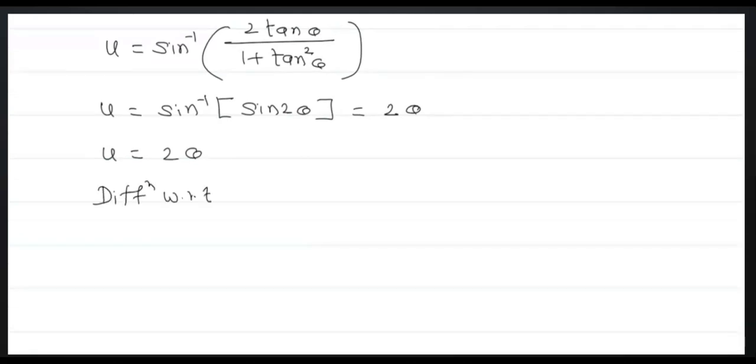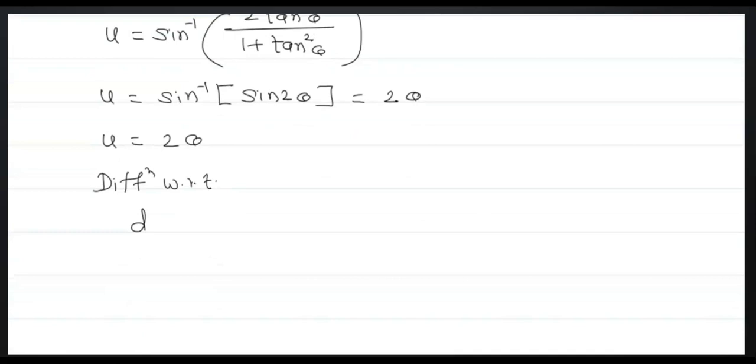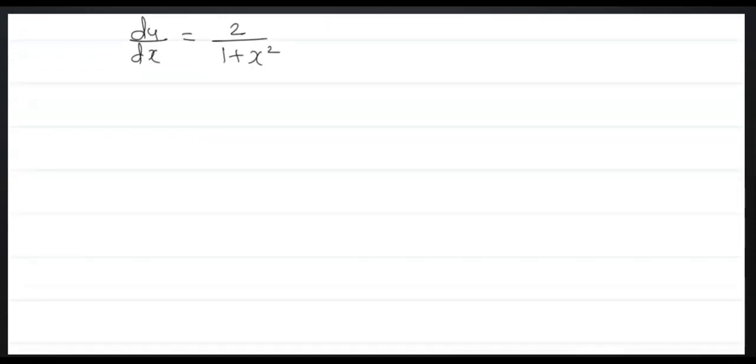Now I can differentiate this with respect to theta. Therefore, substitute the values, 2 tan inverse of x, with respect to x, du by dx is equals to 2 upon 1 plus x square.